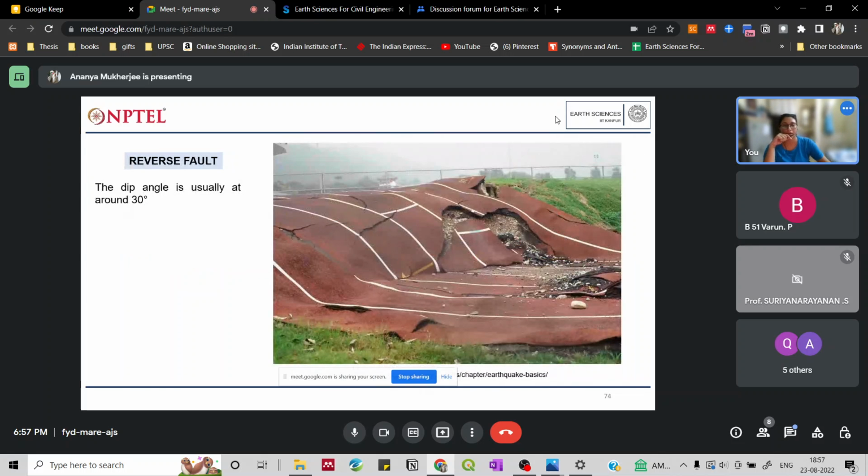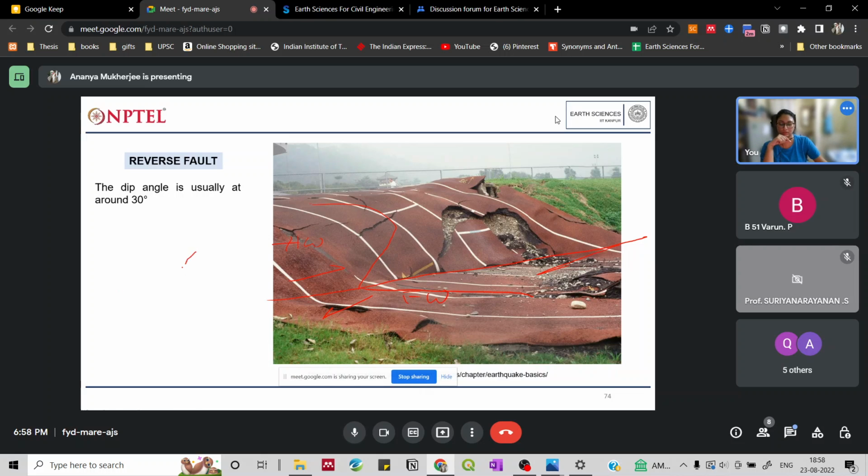Now a reverse fault. Over here we cannot see the plane very easily, but we can easily identify that this would be the trace of the fault plane. This area is curved, and this area is not curved with respect to this block. So we can say that this block has moved on top and this block has moved down. And the fault plane is probably inclined like this. So this is your hanging wall and this is your foot wall.